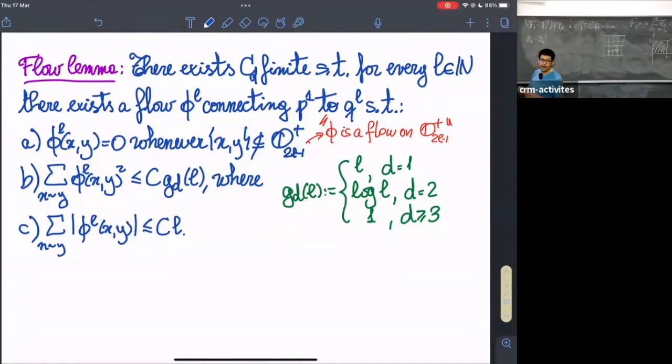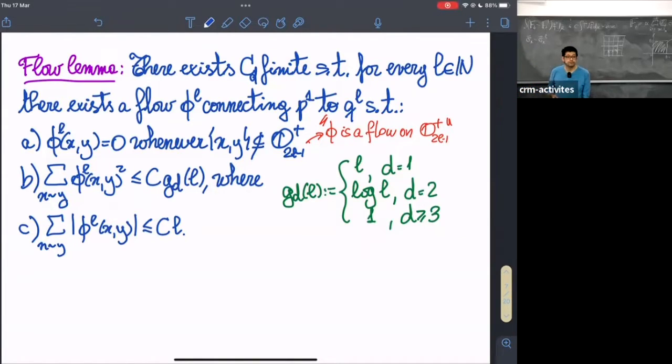So the first thing is that you never get out of the box, okay? So you don't go too far outside. The second one is that the L2 norm of the flow is small enough, okay? So it's small, that G_d L, which is this G_d constant there, is what I wrote there. So if I write these numbers there, L in dimension one, log L in dimension two, and one in dimension three, and I'm talking about boxes of size L, you may or may not recognize that as the Green function of the random walk at zero, which is also equal to the L2 norm of the Green function.